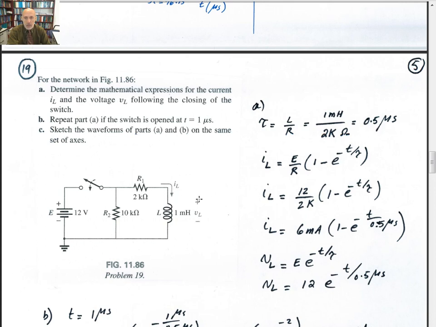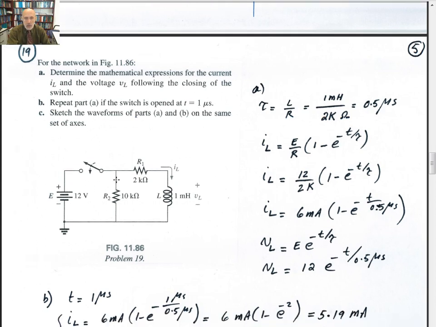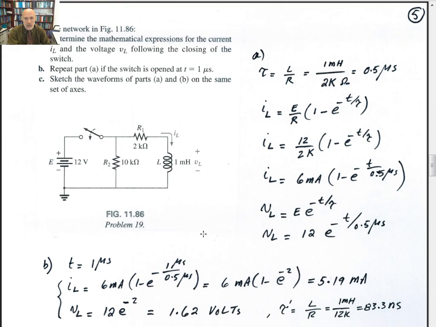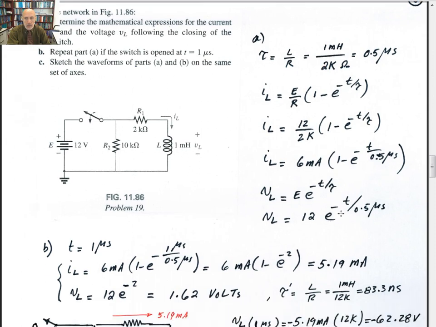I sub L then would be equal to, that's the charging, E divided by R times 1 minus e to the minus t over tau, 12 divided by 2K, 6 milliamps, times 1 minus e to the minus t divided by 0.5 microseconds. The voltage is going to start out at 12 volts. So as you close the switch, this current is 0, so all the voltage is going to appear across the 2 kilo ohms, the 12 volts, and then it will go down to 0 after steady state, which is 12 e to the minus t divided by 0.5 microseconds.